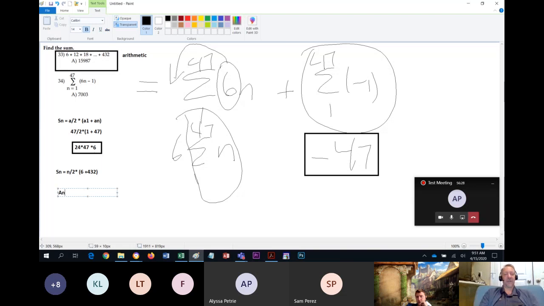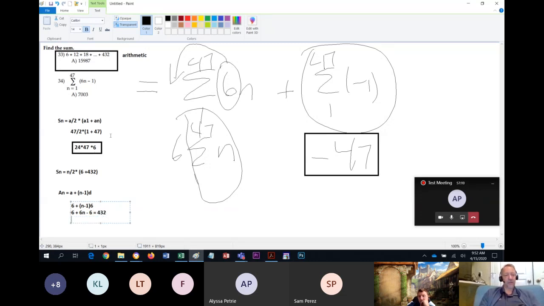We're going to figure out our N with the formula a sub n equals a plus n minus 1 times d. We know what a is. A is 6, the first term in our sequence. Plus n minus 1. What's d? What's your difference on this problem 33? 6. Okay, so this is going to be 6 plus 6n minus 6, and we know that equals the last term, which is 432.